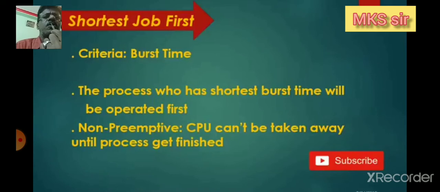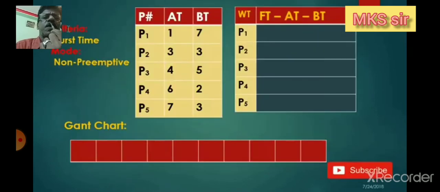So let us consider an example. The main criteria is burst time and the mode is non-preemptive. Here are given 5 processes with the corresponding arrival time and burst time. Arrival time is denoted by AT and burst time is denoted by BT. We have to calculate the average waiting time from the given problem.